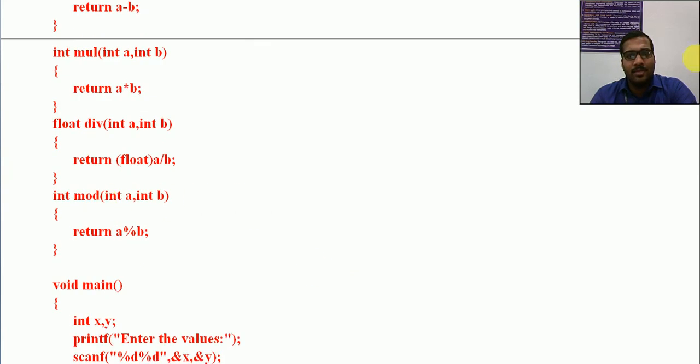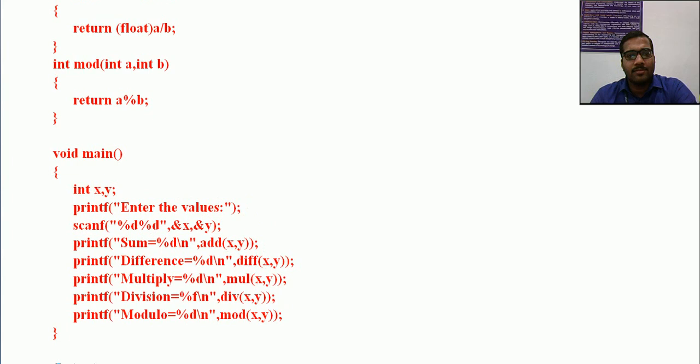Now next one is int mod, that is for finding modulus. In the mod of int a, int b, return a mod b. It has a return type, it receives two parameters, return a mod b; It will be returned back to the main.